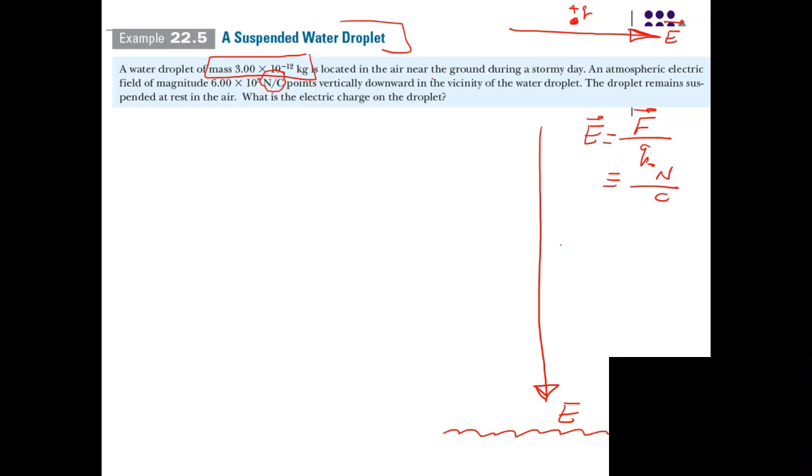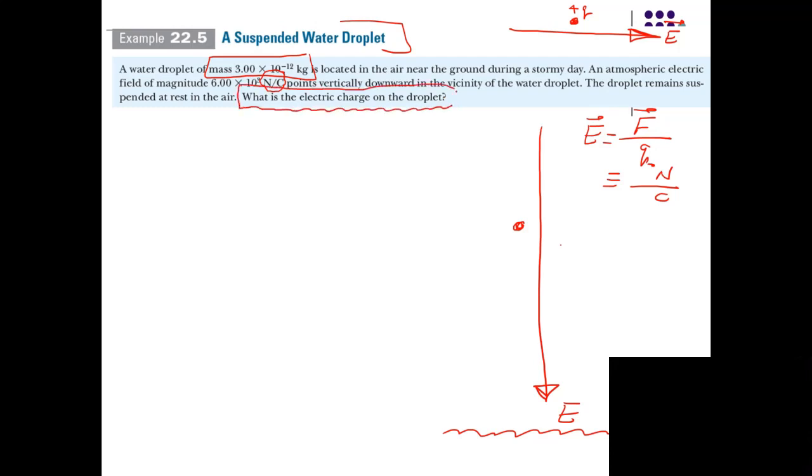Remember that. Okay. Now, in the vicinity of the water droplet, it means that we have the water droplet located somewhere here. So let's say this is the water droplet. Okay. So it's located there. So what happens to this water droplet? The droplet remains suspended, meaning it does not move upward or downward. So what's the electric charge on the droplet?